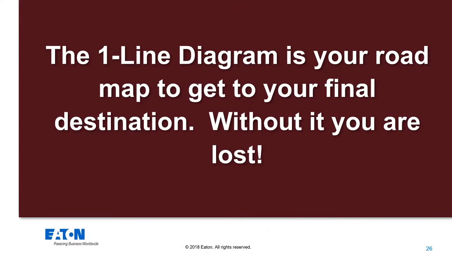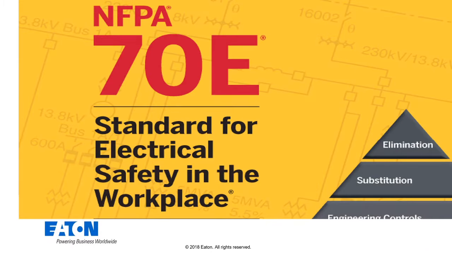Now, the one-line diagram is your roadmap to get to your final destination, and without it, in my opinion, you are lost. It's like working without a safety plan. I asked my cousin one time, in his mind, what's the importance of the safety plan? And he said, if you don't have a safety plan, you're flying by the seat of your pants. And he's right, and I would apply that same phrase to the single line diagram. If you don't have one, you're flying by the seat of your pants.